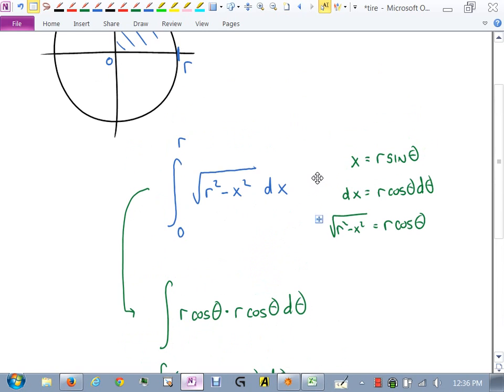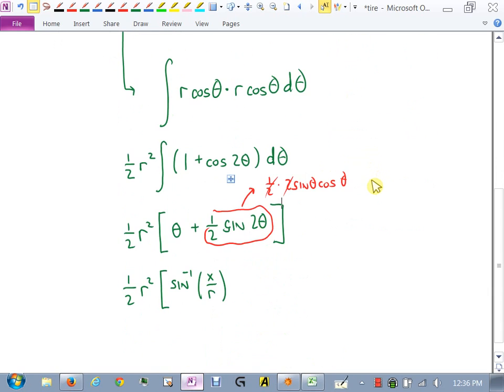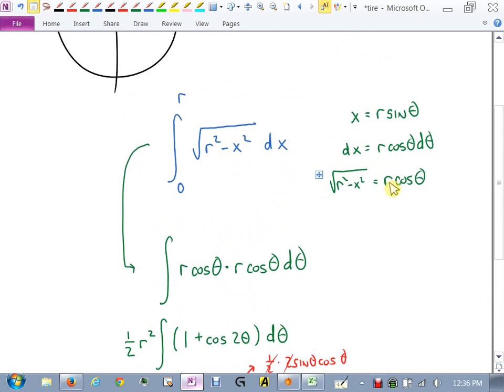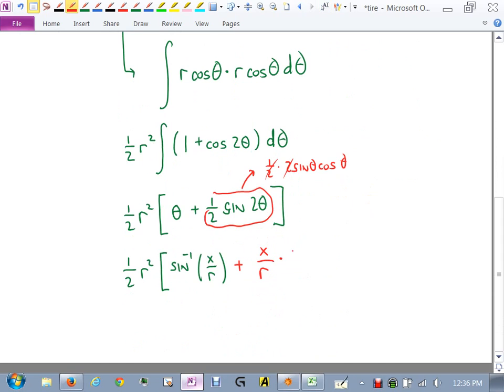What is sine theta? We already saw that right here, right? Sine theta is x over r. So this would be plus x over r times, what's cosine theta? I could draw a reference triangle, couldn't I? But it's also right here, isn't it? It's square root of r squared minus x squared over r. All of that is my antiderivative, isn't it?